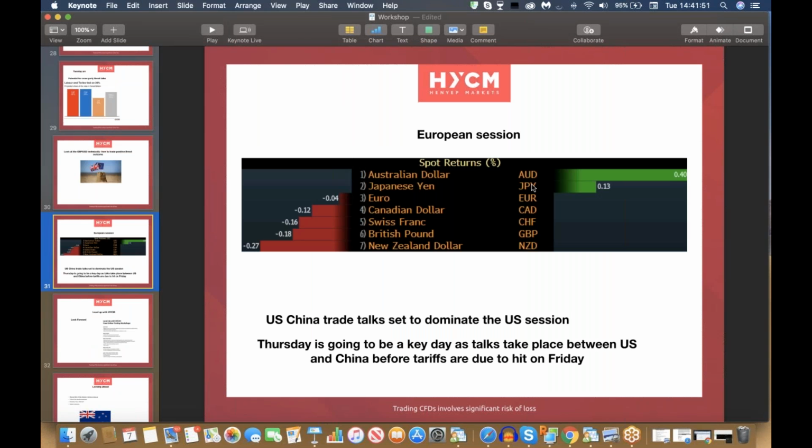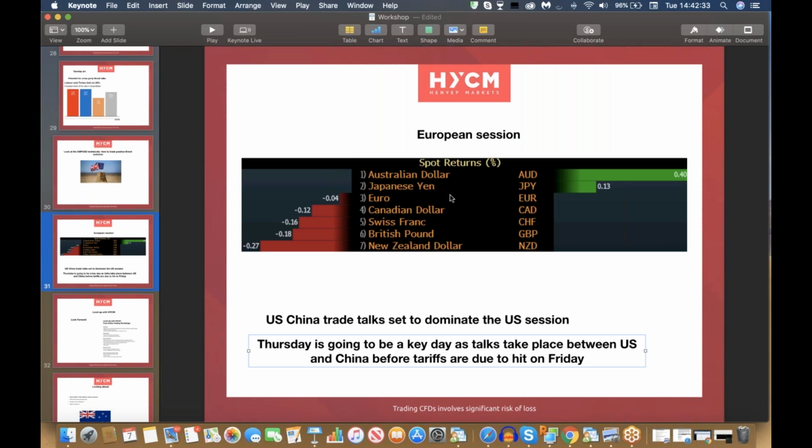So to come to the end of the European session, the US-China trade talks are set to dominate the US session. This is going to be the focus of the market. So be very careful trading the yen at the moment. Realize what's going on, that the market is potentially in a risk-off situation, and the market is very sensitive to risk. Look out for those news. And Thursday is going to be the key date, because talks are taking place between the US and China on Thursday, and the tariffs are due to hit on Friday. So you can see we're really getting to a real crux moment. So again, those are headlines to look out for going forward.